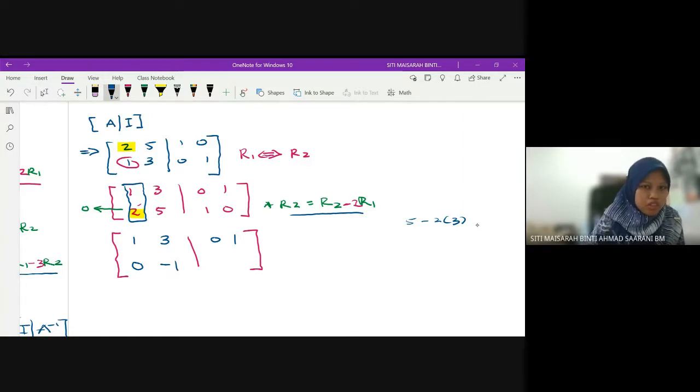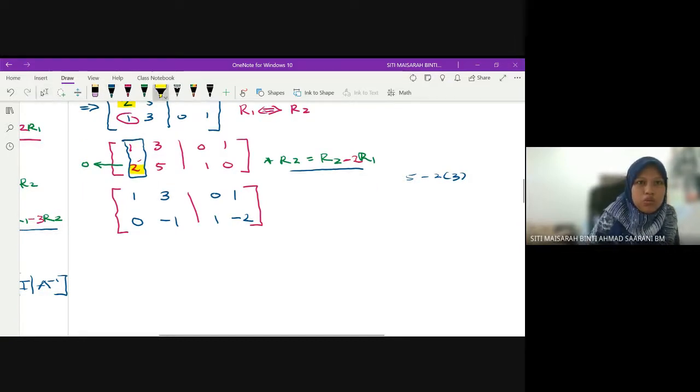And then follow juga kat sini. R2 minus 2 R1. 1 minus 2 times 0. So this one is become berapa? 1. 1. Then 0 minus 2 times 1. This is become negative 2. Okay. And then we continue.